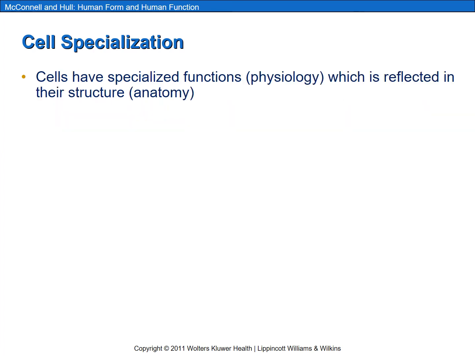Cells that contain the same DNA can differ substantially in their functions or physiology, which is reflected in their structure or anatomy. Germ cells are the reproductive cells produced by the testes and ovaries, which are responsible for the production of progeny. Changes or mutations in the DNA of germ cells are heritable, meaning that they are passed down from parents to offspring.